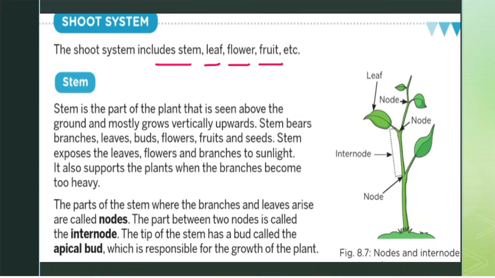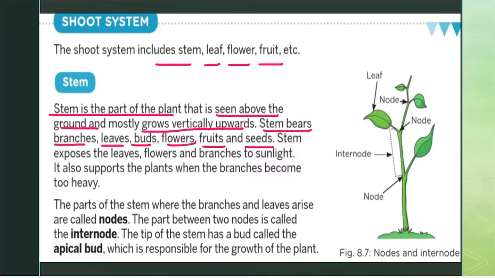Now the stem is a part of the plant that is seen above the ground. That part of the plant which is seen above the ground, or we can use the term that part of the plant which grows vertically upwards, means it will grow upward from the ground level. Now the stem bears branches, leaves, buds, flowers, fruits and seeds. The fruits contain seeds. So look over here.